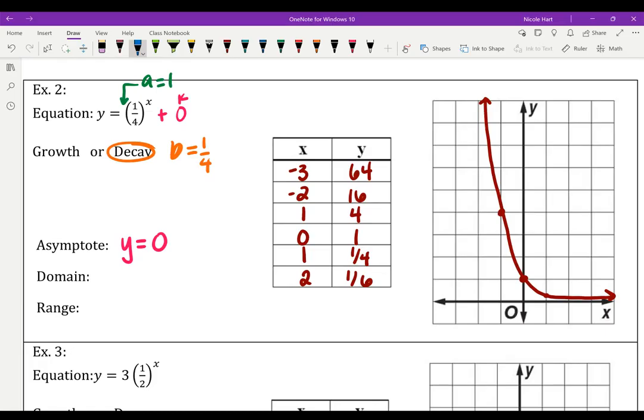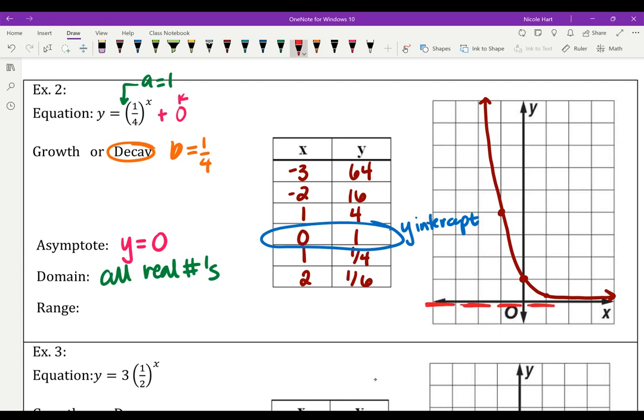Now looking at my table and at my graph, I know that my y-intercept, oops, I circled the wrong one. Our y-intercept is at (0, 1). And we also know that our domain is going to be all real numbers. And our range, looking at where our horizontal asymptote is, which is y equals 0, our range is going to be y is greater than 0.